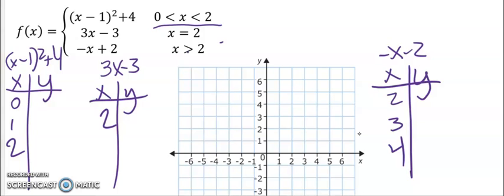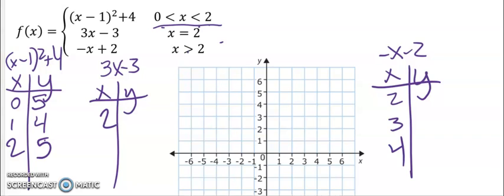We're going to plug in a 0 here. 0 minus 1 is -1. -1 squared is 1 plus 4 is 5. 1 minus 1 is 0, plus 4 is 4. 2 minus 1 is 1, squared is 1, plus 4 is 5. So these are the only points I can graph, and notice that neither one of those has an equal.